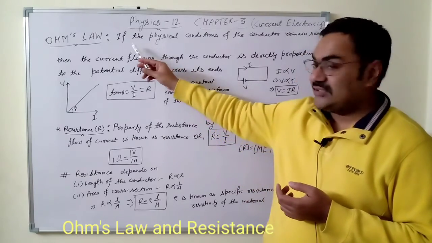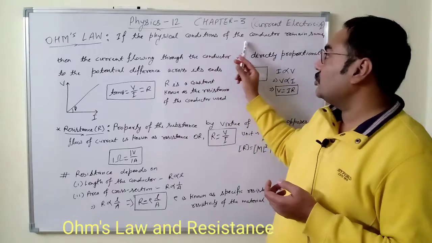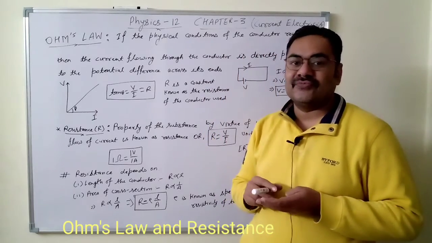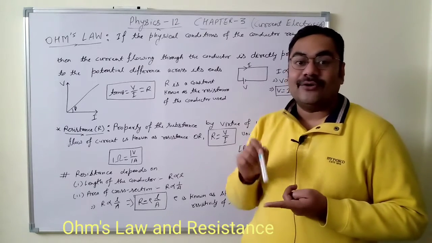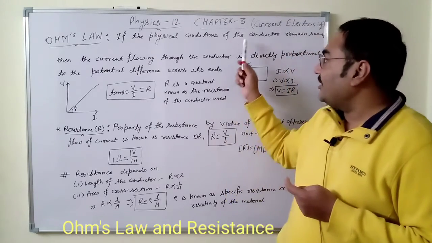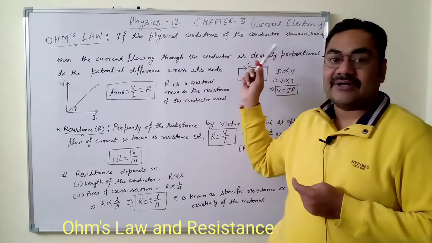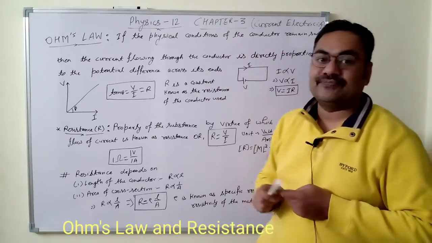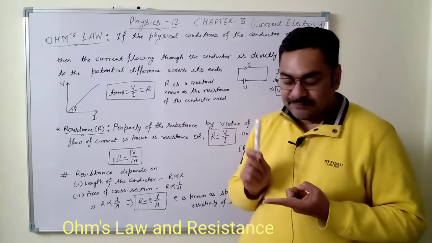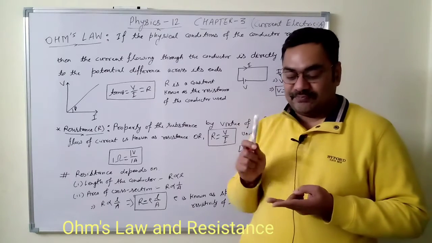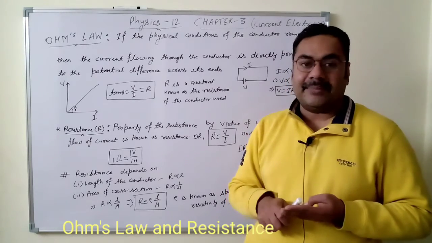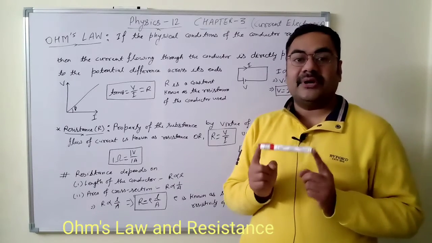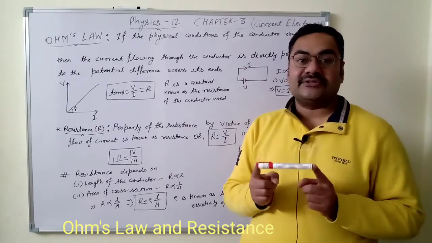So this law tells, if the physical conditions of the conductor remain same. This is the very first constraint of this law. This law is obeyed only when the physical conditions of the conductor remain same. And what are those physical conditions? Number 1, the length of the conductor, cross-sectional area of the conductor, temperature of the conductor, and material of the conductor.